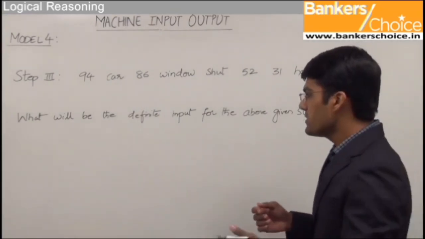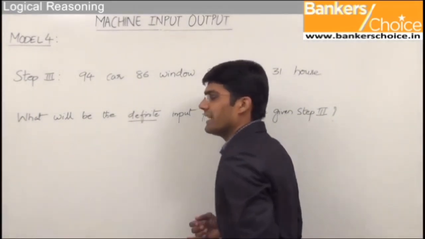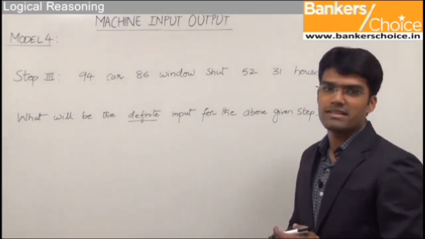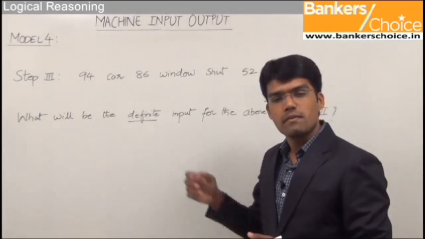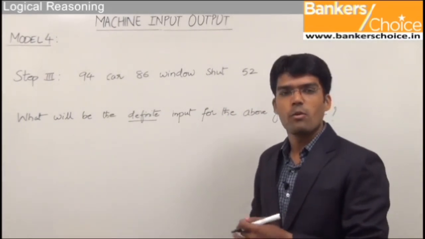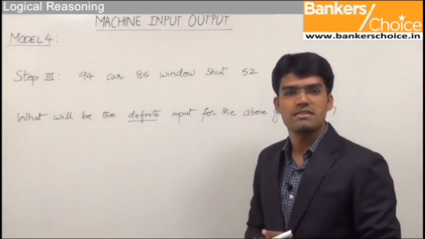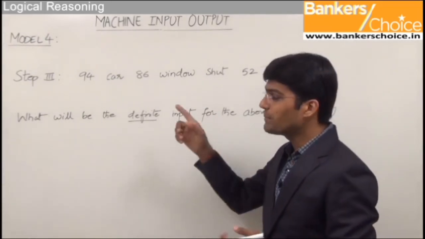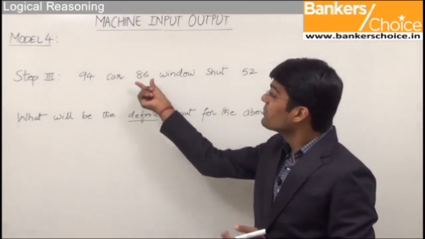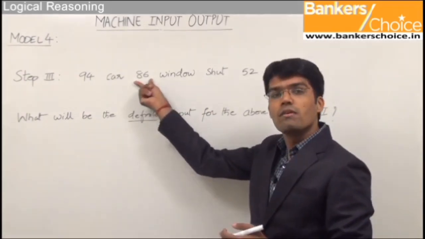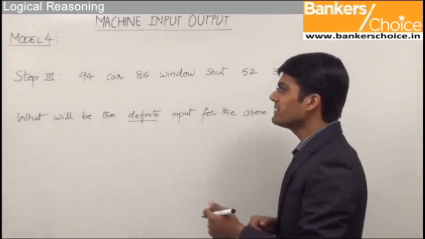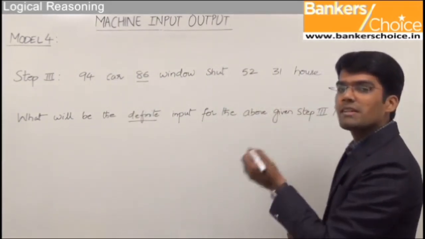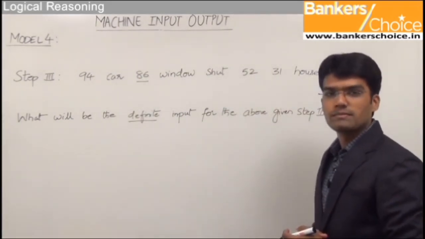Let me draw your attention to the word definite here. It says what is going to be the definite input for the given step 3. As the given step is step 3, it is very obvious that the first 3 positions are correct. And we can also understand that in this particular step, the 3rd position was moved from some other place. That means this number 86 was brought from some other position in step 2.